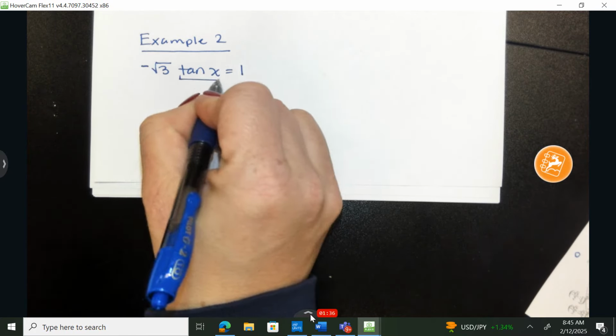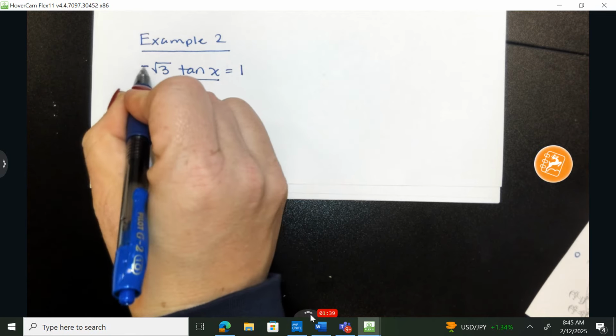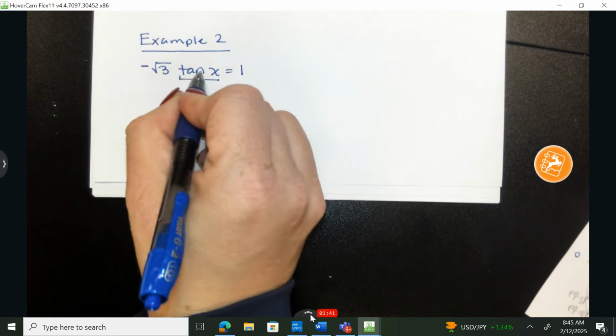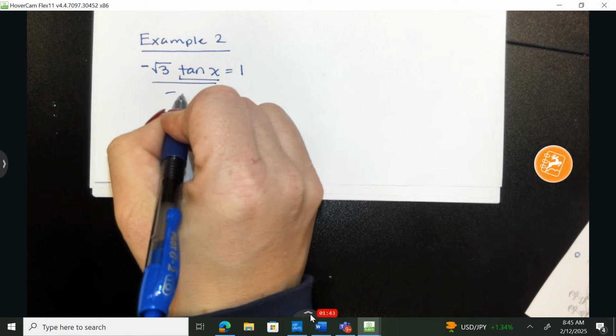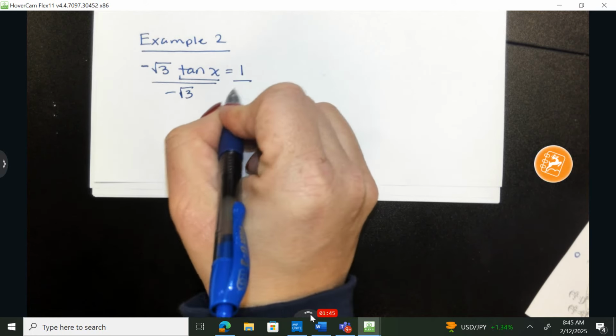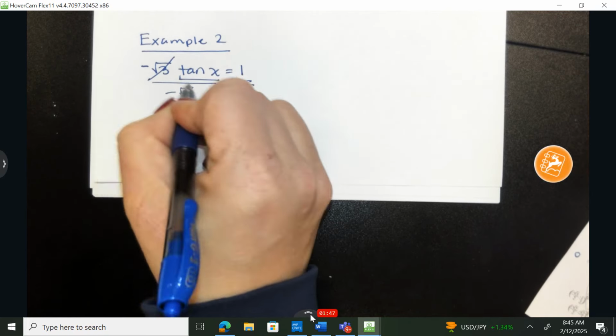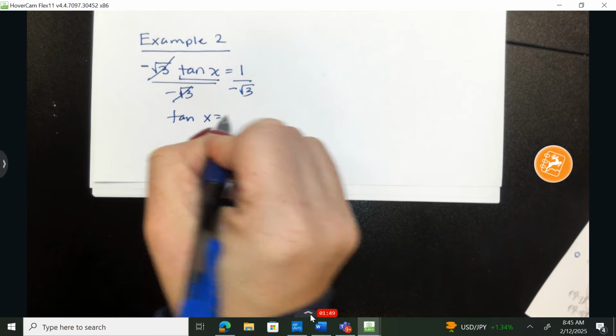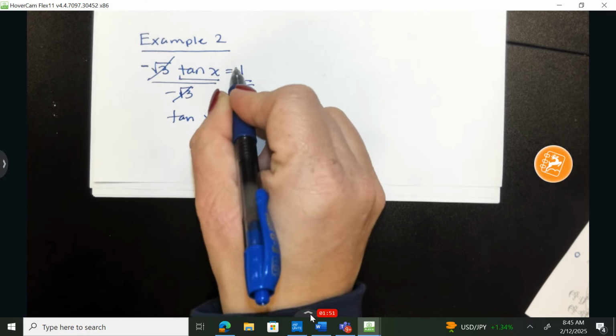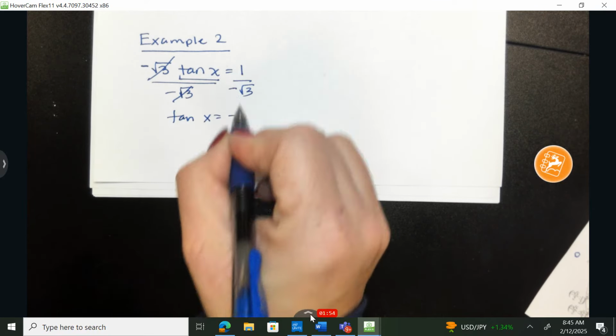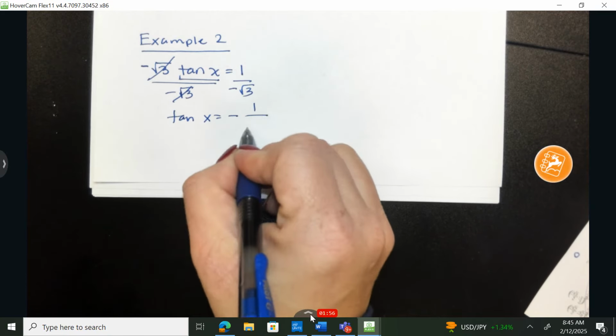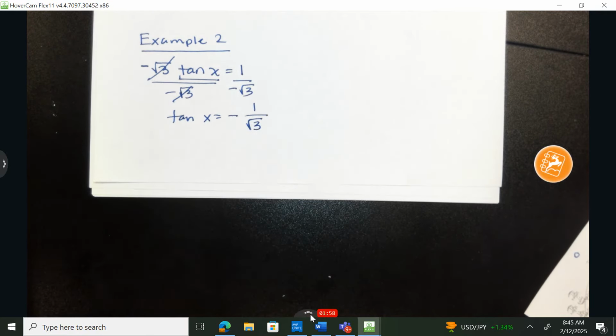I want to isolate the tangent of x. Right now, negative the square root of 3 is being multiplied by this quantity. So I'm going to divide by negative square root of 3, divided by negative square root of 3. The tangent of x is equal to negative. Now this negative sign can be placed anywhere, in the top, in the middle, or bottom, as long as there's one negative. 1 over the square root of 3 with a negative sign in front. Mathematically this isn't wrong, but it's not in proper form.